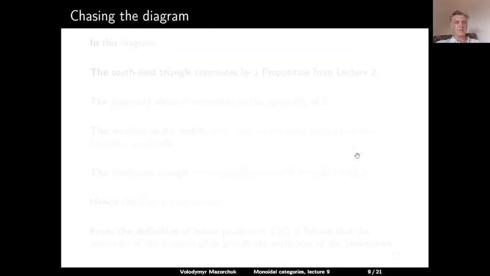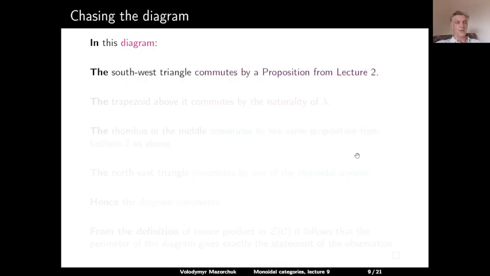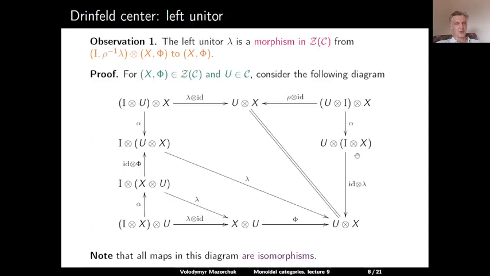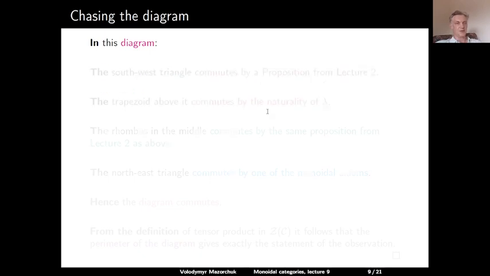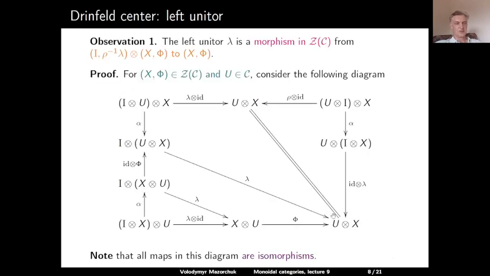So in this diagram, we have the following. The southwest triangle commutes by a proposition from lecture 2. So this is the southwest triangle, and this is exactly the statement of a proposition in lecture 2. Next, the trapezoid above this southwest triangle commutes by the naturality of lambda. So this is the trapezoid. We have lambda here, phi here, and identity tensor phi here.